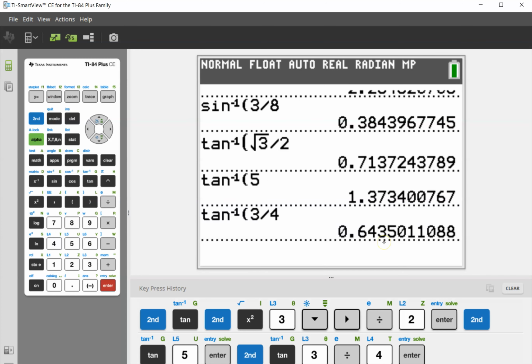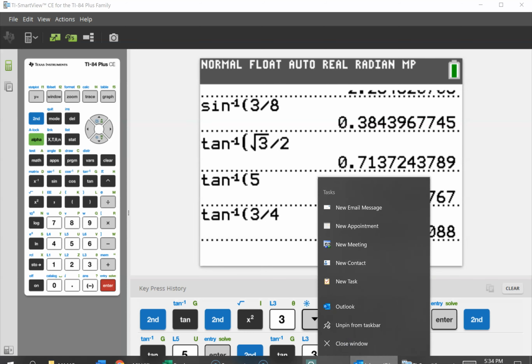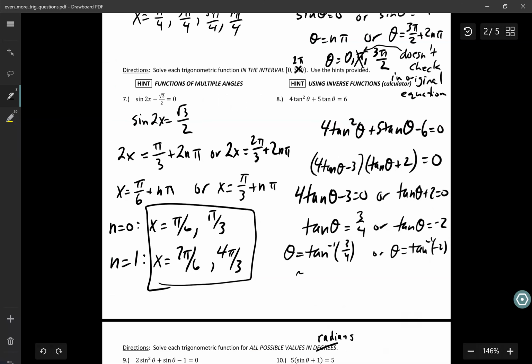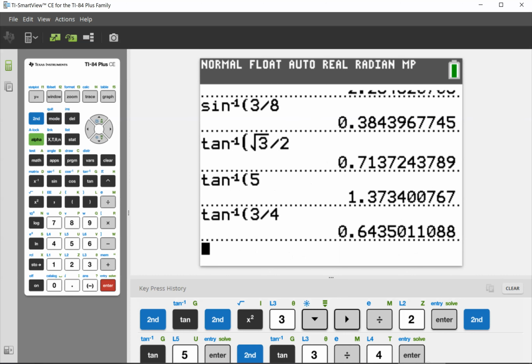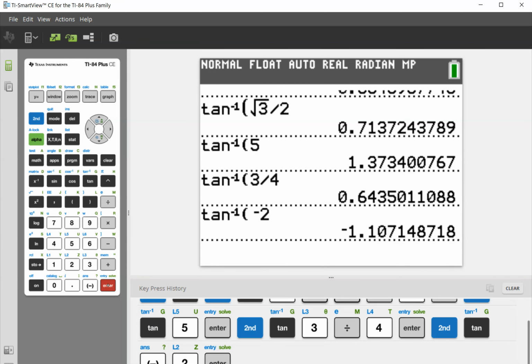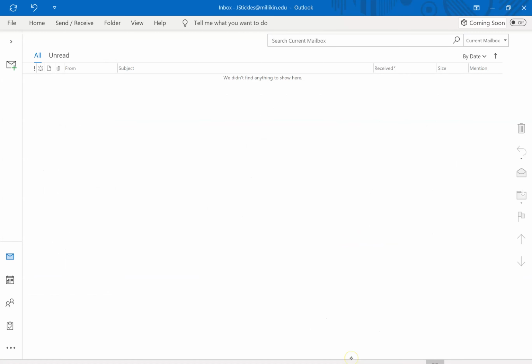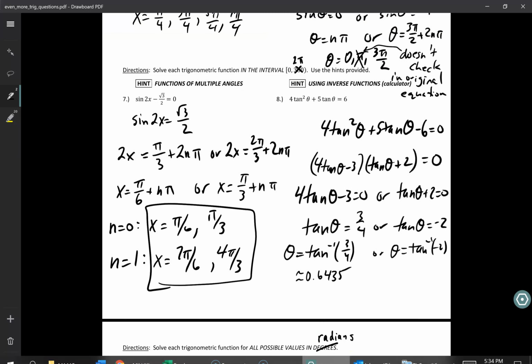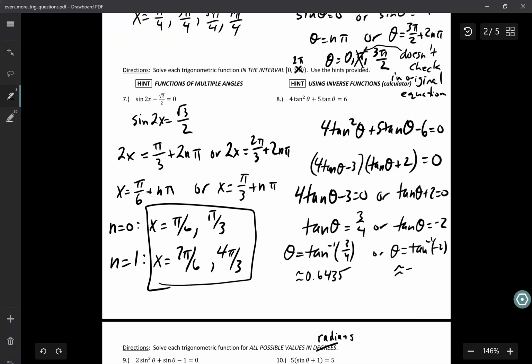We get 0.6435. So let me go over to here. This one was about 0.6435. Flip back over to our calculator. I also need to do inverse tangent of -2. This is negative 1.1071. So this one's approximately negative 1.1071. Okay, now there's a couple of things that we need to worry about.